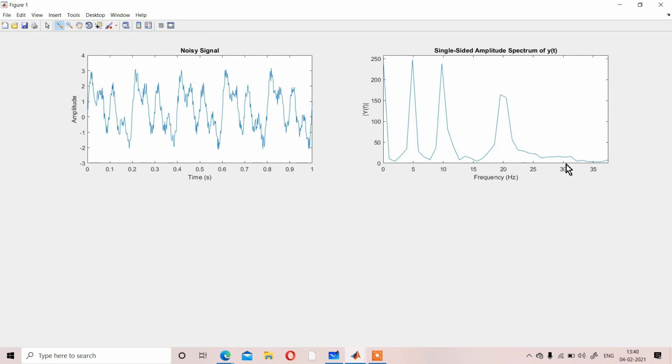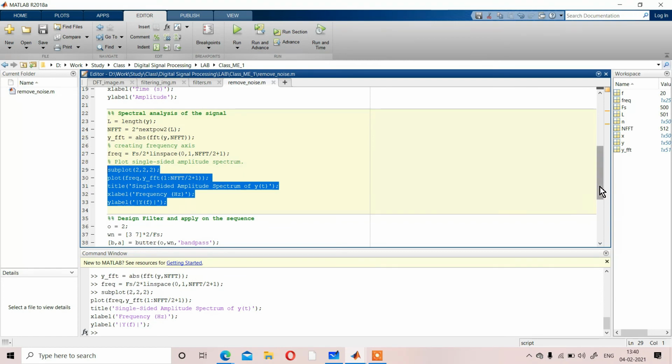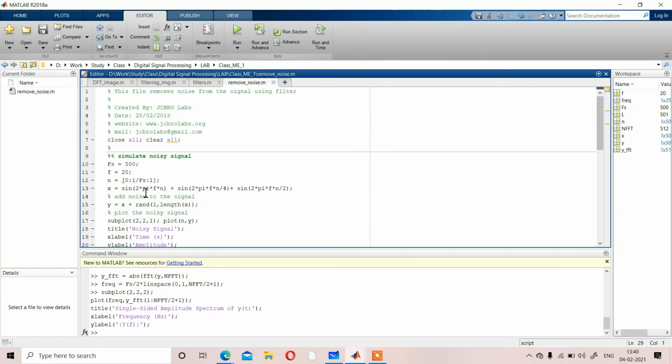The other peaks are the noises. Keep in mind that you are getting 3 peaks because you have chosen the input sample as an addition of 3. The first defines 20 Hertz, f equal to 20. The second defines f by 4, which means 5. The second sample defines 5, and the third sample defines 10.